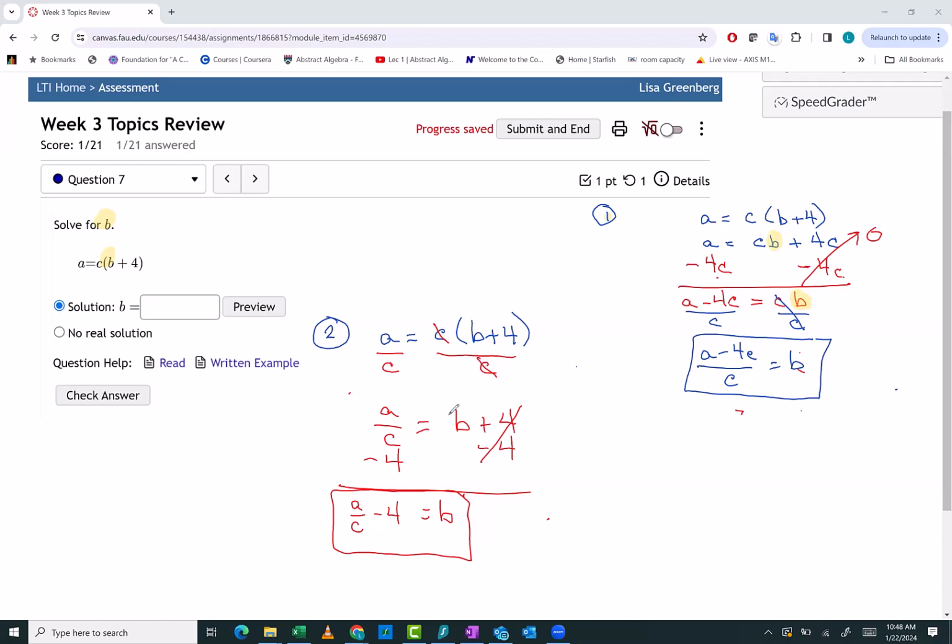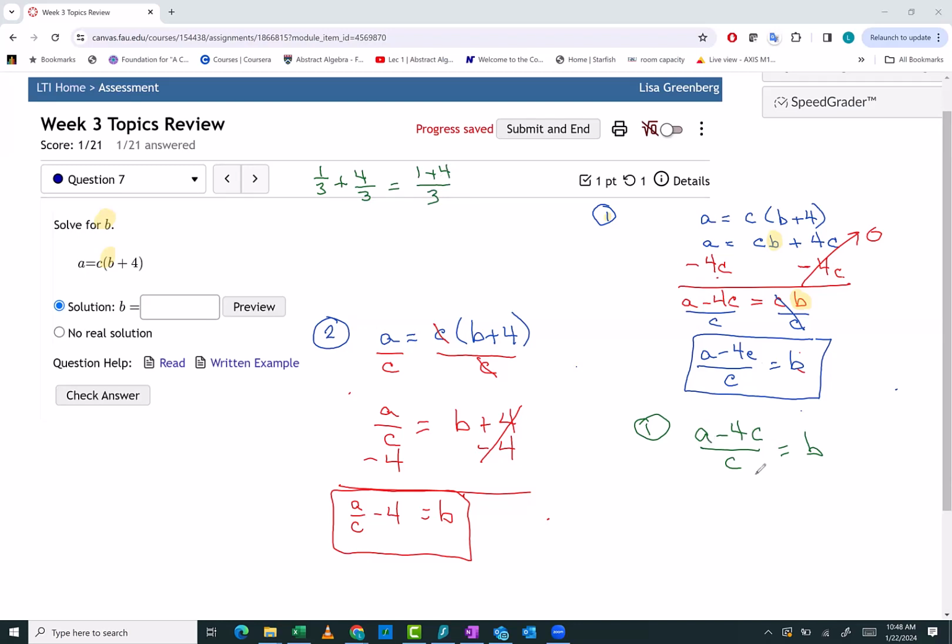These solutions are equal. Let me show you how they're equal, just in case you're not sure. It doesn't matter, we'll start with number 1. Number 1 says A minus 4C over C equals B. I can separate this into two fractions. For example, if I have 1/3 plus 4/3, I add 1 plus 4, and I keep the denominator the same.